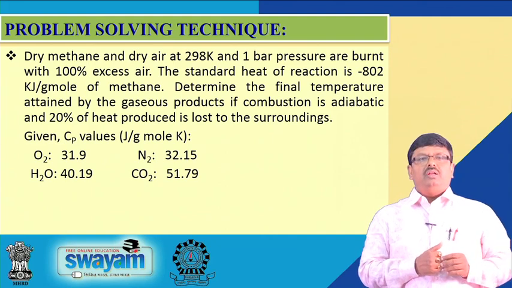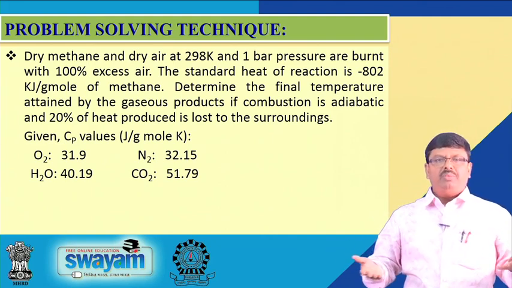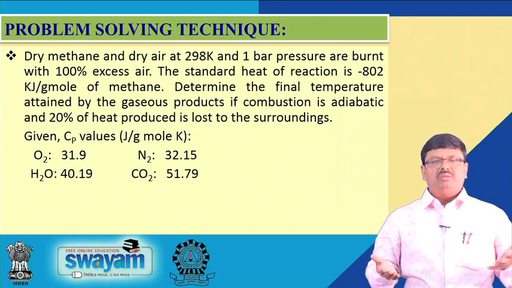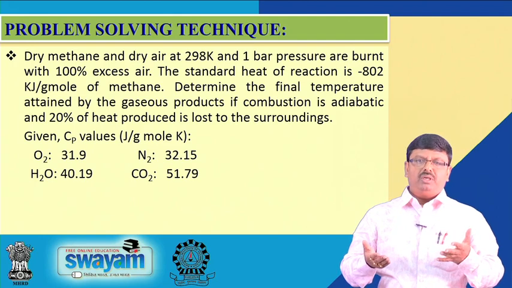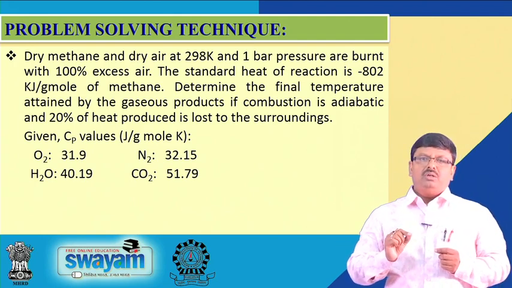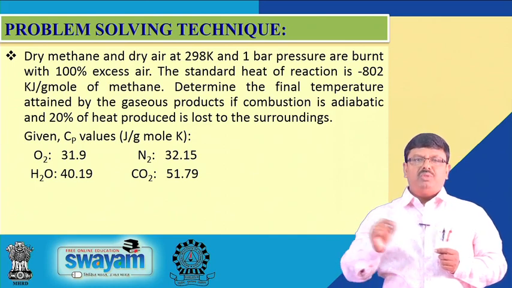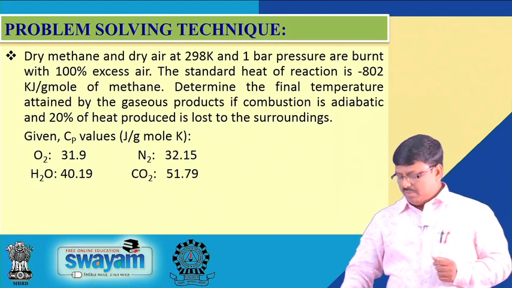Now, here 20% of the heat produced is lost to the surroundings, which might happen if there is a leakage in the adiabatic combustion chamber. So, it can happen that this heat produced is lost to the surroundings from the system. So, how is this to be taken into consideration for finding out the adiabatic flame temperature?